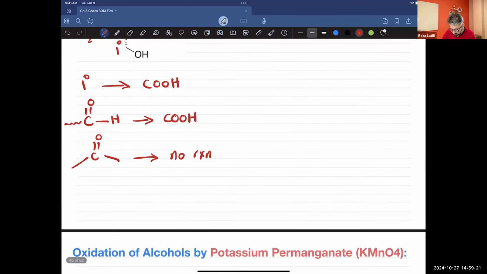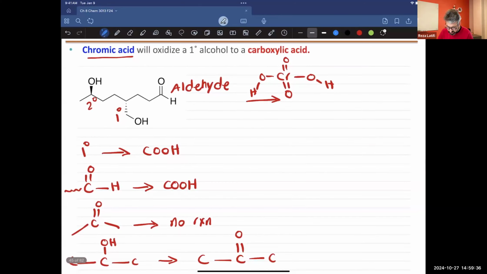But how about the secondary alcohol? This is going to be a secondary alcohol. It will turn to a ketone, and it will give us such a product. Okay, so in this case, let me number the carbons: 2, 3, 4, 5, 6, 7, 8.